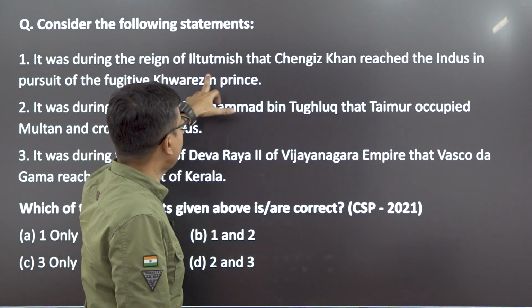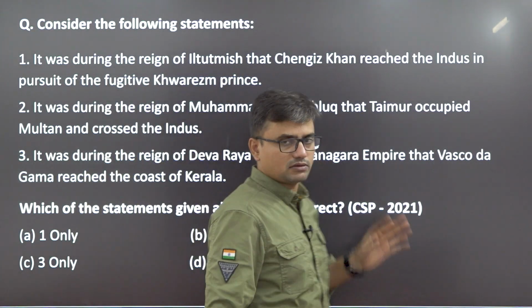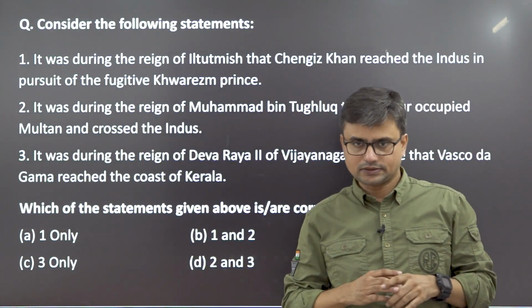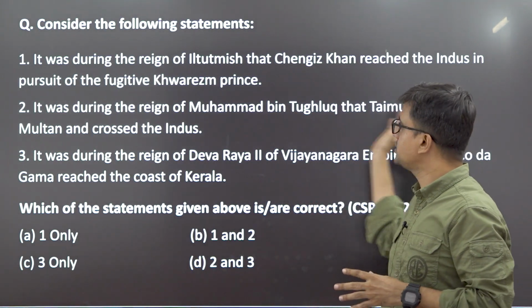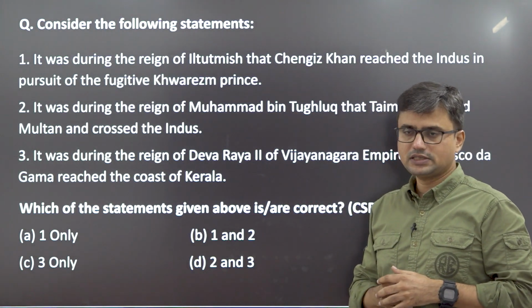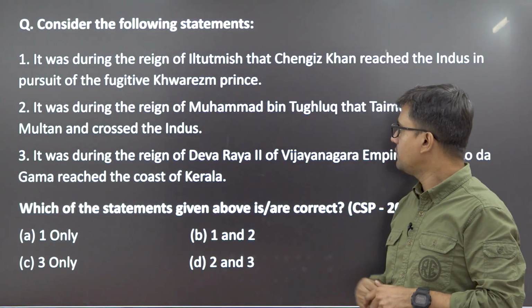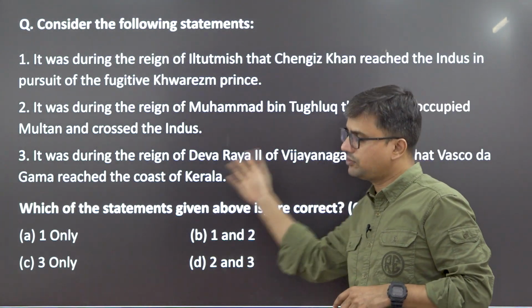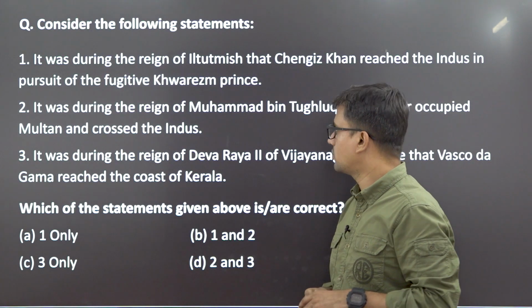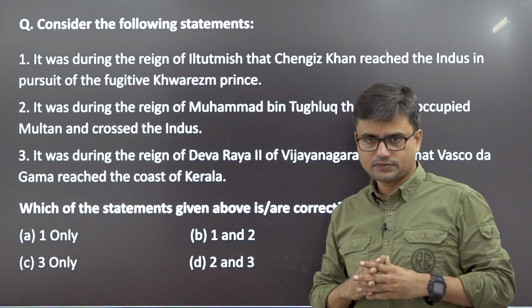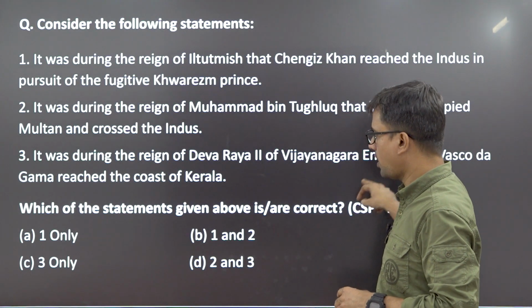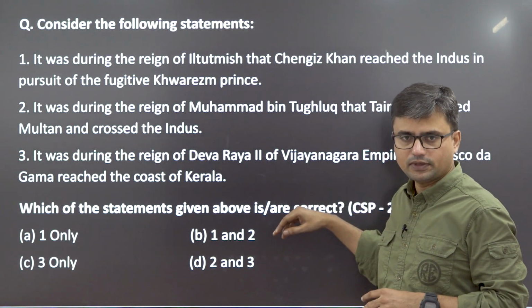It was during the reign of Iltutmish, Genghis Khan, meaning it's about the Mongolian attacks. During Iltutmish's time, Genghis Khan reached the Indus in search of a fugitive prince. It was during the time of Muhammad bin Tughlaq that Timur attacked Multan and crossed the Indus. The question is about the Mongol attacks. This was in 2021.